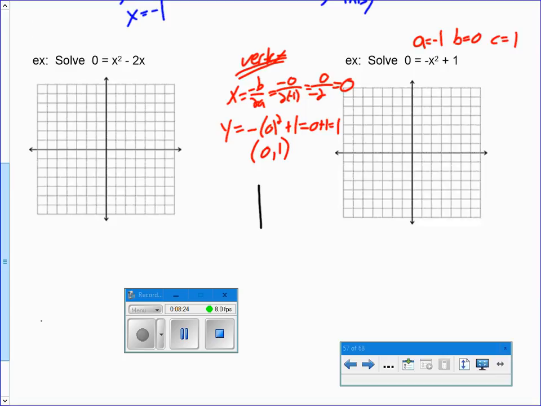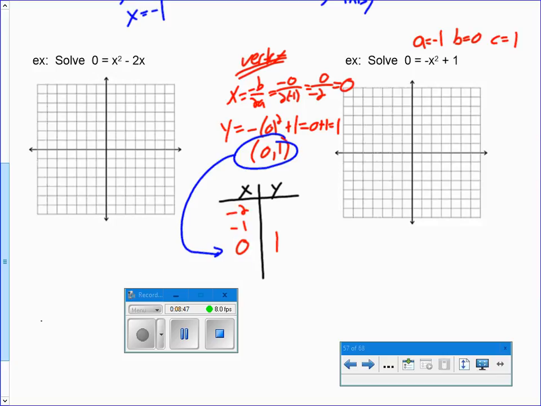So next step now is I'm going to make a table, x values, y values. And I'm going to start by putting that vertex right in the middle of the table. So 0 for x value, 1 for y value. Now I pick at least 2 points on either side. And if I don't get to 0, I need to keep going until I get to y equals 0. So to the left, I'd have -1, -2. To the right, I have +1, +2.